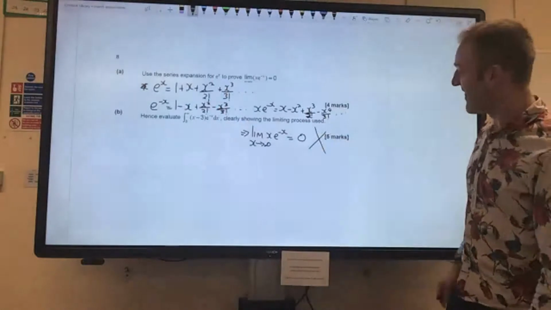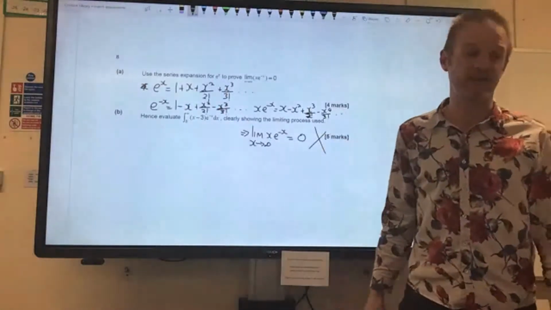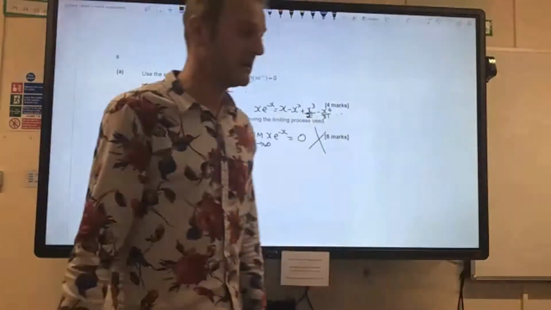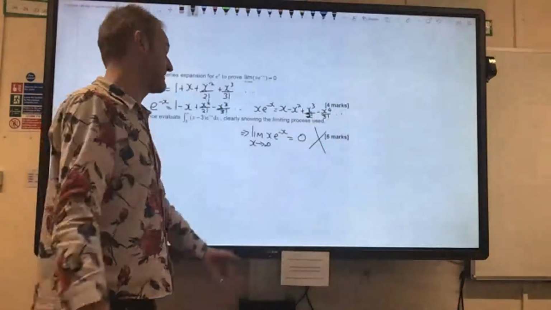I can't tell by looking at that whether it tends to 0. I have no idea what it tends to. That's the whole point of this question. It could tend to infinity, it might tend to 0.